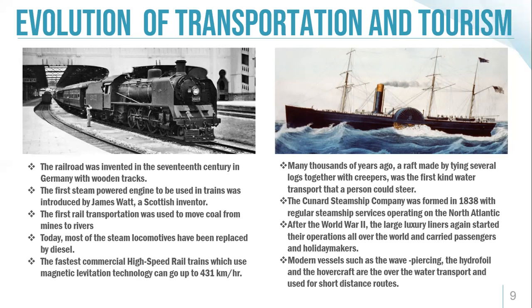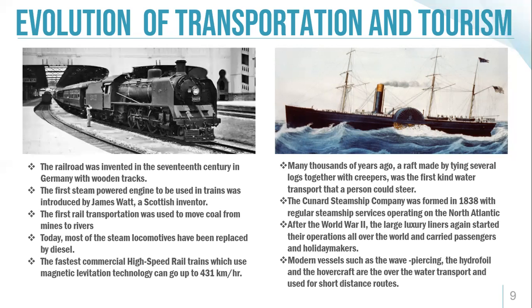Right now, the steam locomotive is also known as the train. Mostly they use diesel. The fastest commercial high-speed train, which uses magnetic levitation technology, can go up to 431 km/h. In Japan, people know it as the Shinkansen.